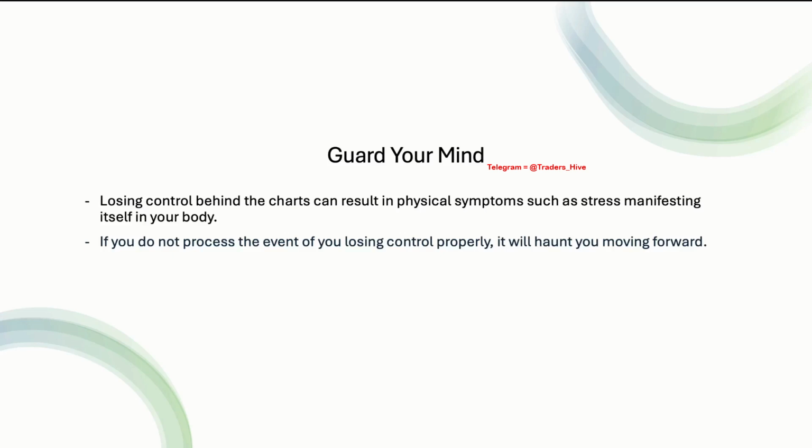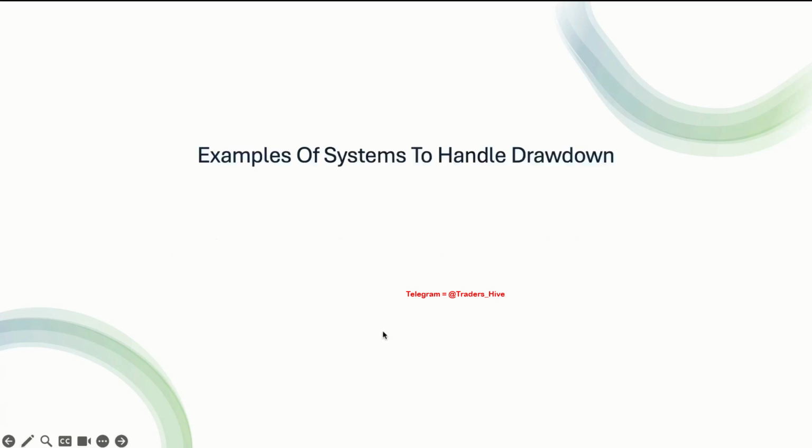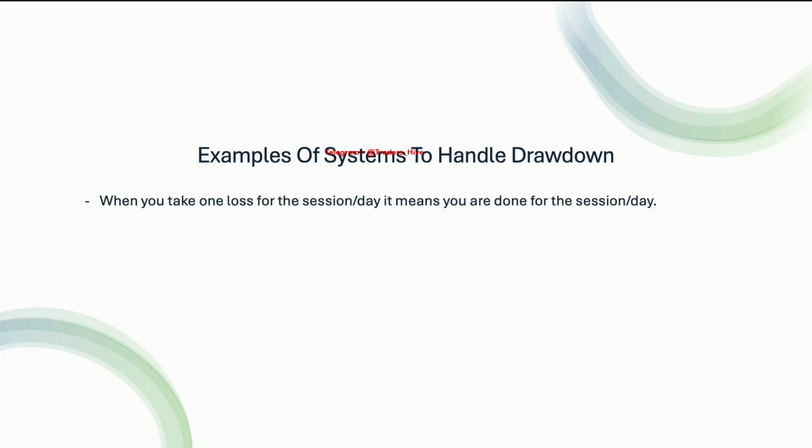Don't rush into new positions. Don't rush into new trades. Take a step back and take the time to put systems in place for you to thrive within your own mind. Examples of systems to handle drawdown: when you take one loss for the session or day, it means that you are done for that session or day.